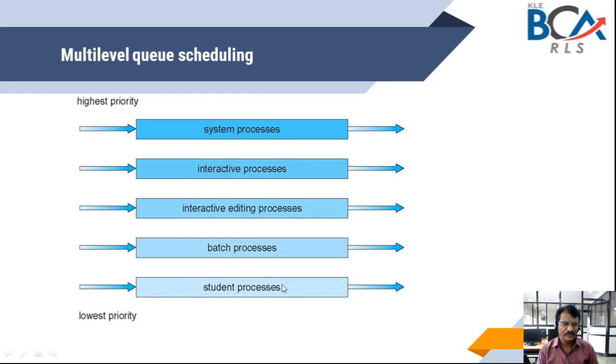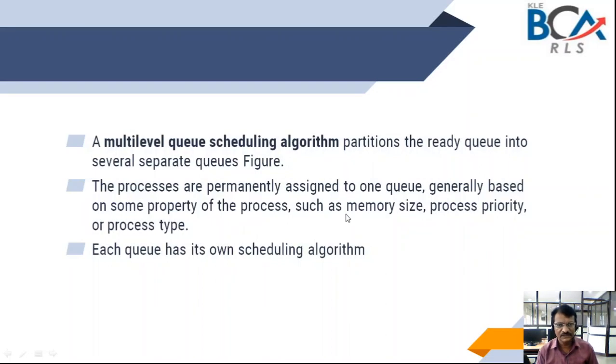At the lowest priority, student processes. Above that, batch processes, interactive processes, interactive editing processes if you are typing something and all other things. Interactive processes if you are in a time critical or some event driven interactive processes, and system processes which have the highest priority. Without system processes, it is impossible to even think of running other processes. If the operating system itself is not running, forget about all these. So these are kept in different levels of the queue.